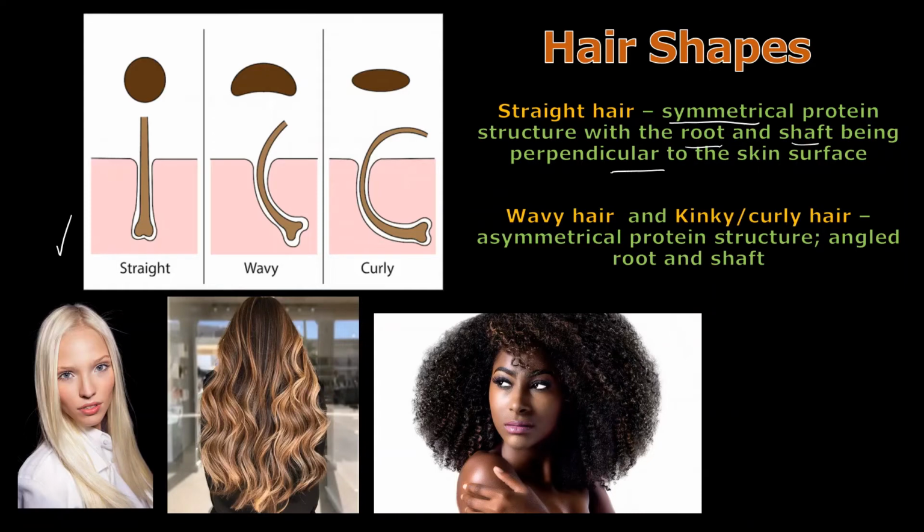Wavy hair, and kinkier or curlier hair to a further degree, has asymmetrical protein structure. Not only that, but the root and the shaft are angled in the dermis in such a way that when it grows out, it's forced to curl up and therefore gets this curled or kinked look. And you can see the three shapes on top here. The way the proteins are arranged also determines if you have wavy or curly hair.